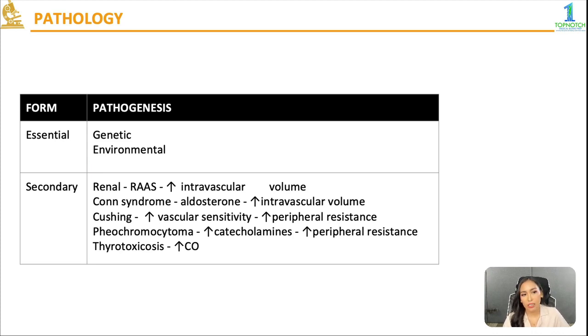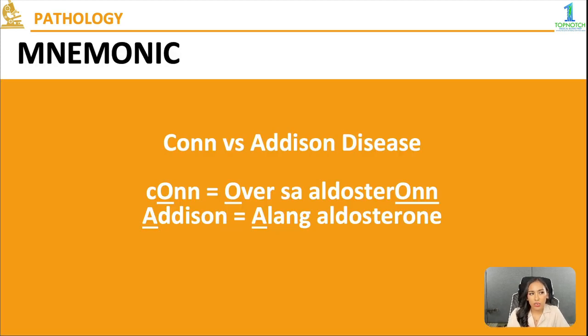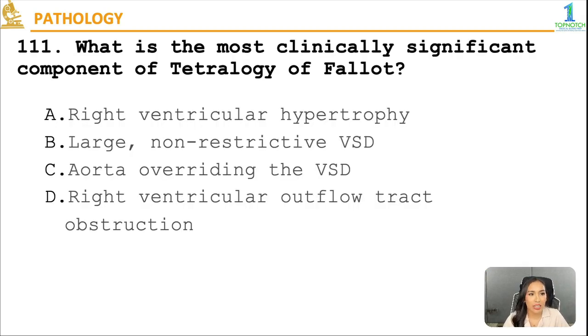Pheochromocytoma, ganun din. Increased catecholamines, increased peripheral resistance. And in thyrotoxicosis, there's increased cardiac output. Okay, so here's a simple mnemonic. Ako nung nag-aaral ako, medyo nalilito ako sa Conn versus Addison disease. Conn, over sa aldosterone. And Addison, kulang aldosterone. Okay? So they're opposites.